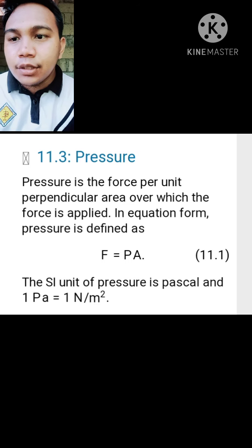Pressure. Pressure is the force per unit perpendicular area over which the force is applied. In equation form, pressure is defined as F is equal to PA. The SI unit of pressure is the Pascal, and 1 Pascal is equal to 1 Newton per meter squared.